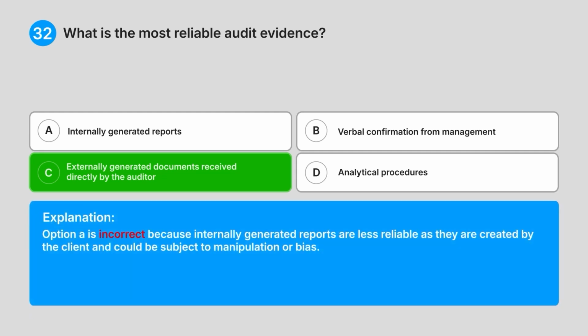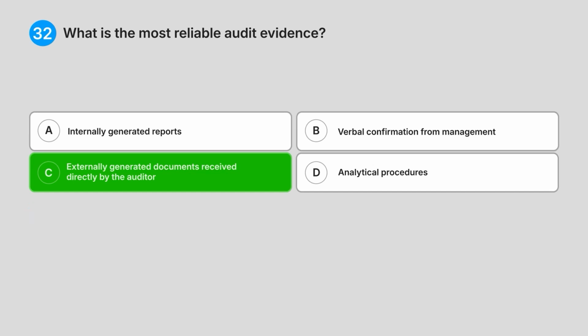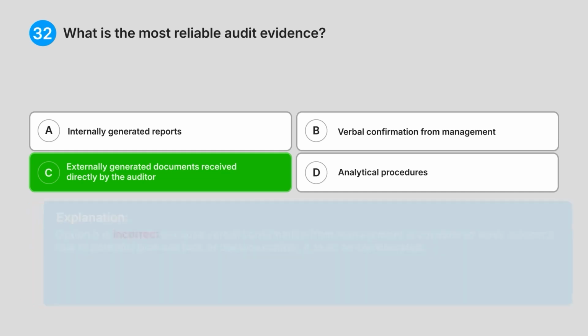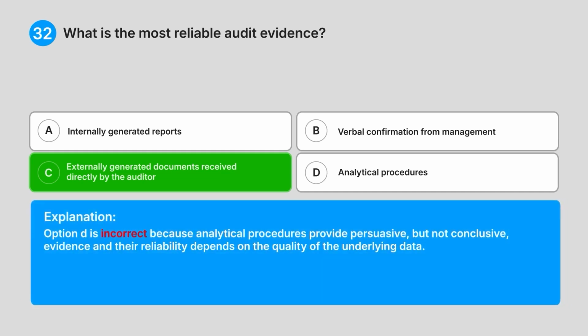Option A is incorrect because internally generated reports are less reliable as they are created by the client and could be subject to manipulation or bias. Option B is incorrect because verbal confirmation from management is considered weak evidence due to potential bias and lack of documentation. It must be corroborated. Option D is incorrect because analytical procedures provide persuasive but not conclusive evidence, and their reliability depends on the quality of the underlying data.